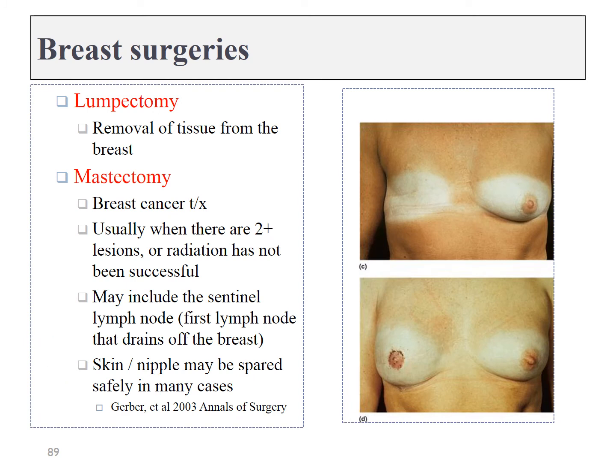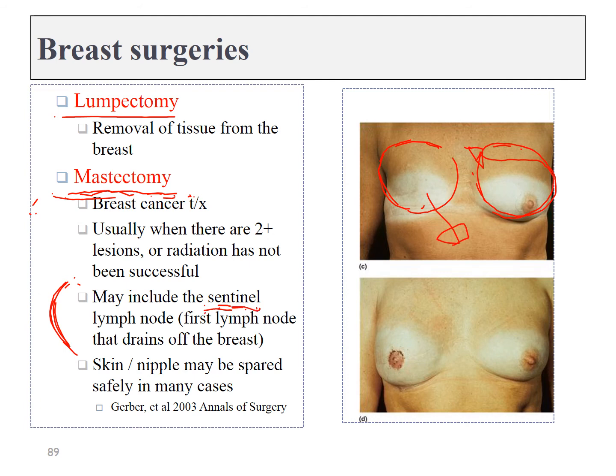A lumpectomy would be removal of just some of the breast tissue, whereas mastectomy would be removal of all of the breast tissue. This may or may not include underlying tissue, such as lymphatic tissue underneath the breast. It's fairly common to biopsy what is called the sentinel lymph node. All of the lymph nodes in the breast ultimately drain into a single lymph node called the sentinel lymph node. So if you're worried that breast cancer has spread to other parts of the body, then biopsying the sentinel lymph node can tell you whether it has spread.